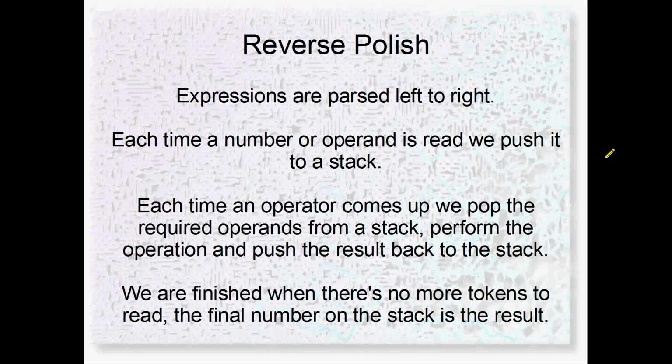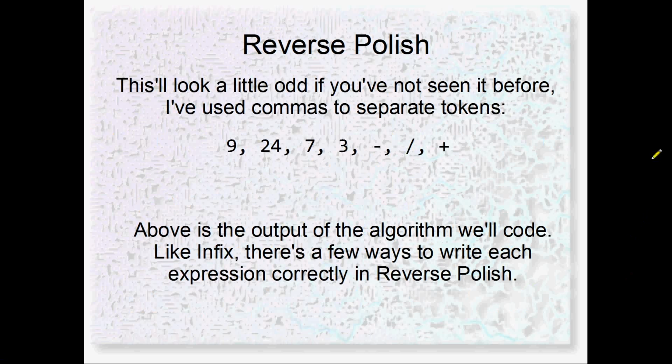Each time a number or operand is read, we push it to a stack. Each time an operator comes up, we pop the required operands from the stack, we perform the operation, and we push the result back to the stack. We'll see this in just a second. And this is not the Shunting Yard algorithm. This is just how you figure out what a reverse Polish notation expression means. Anyway, we're finished when there's no more tokens left to read, and the final number on the stack is the result of the expression.